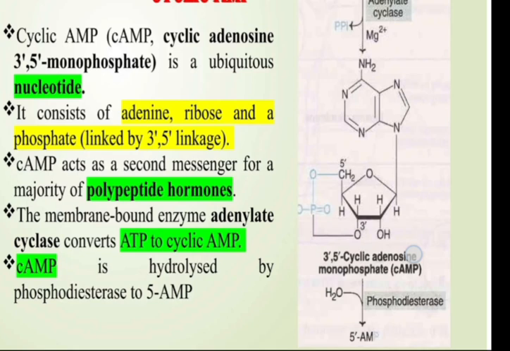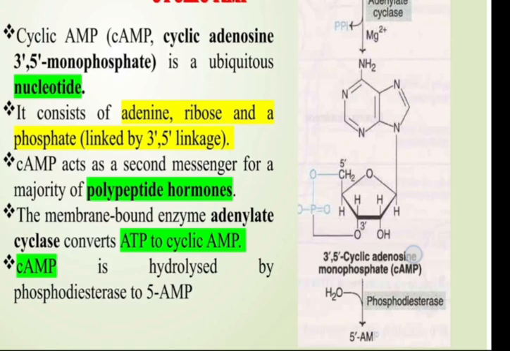Then we see about one important second messenger, which is called cyclic AMP. Cyclic AMP, also known as cAMP, is cyclic adenosine 3',5'-monophosphate. This cyclic AMP is a type of nucleotide. It consists of adenine, ribose, and a phosphate. Cyclic AMP acts as a second messenger for the majority of polypeptide hormones. The membrane-bound enzyme adenylate cyclase converts ATP to cyclic AMP.